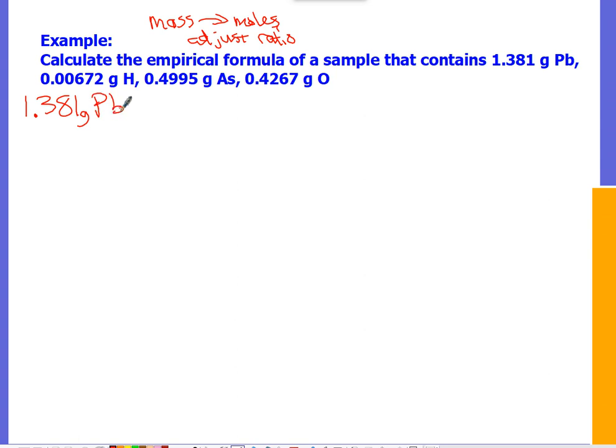That much lead. Is this the amount of hydrogen? I feel like there's a typo. Is that what it says? All right. Grams of hydrogen.